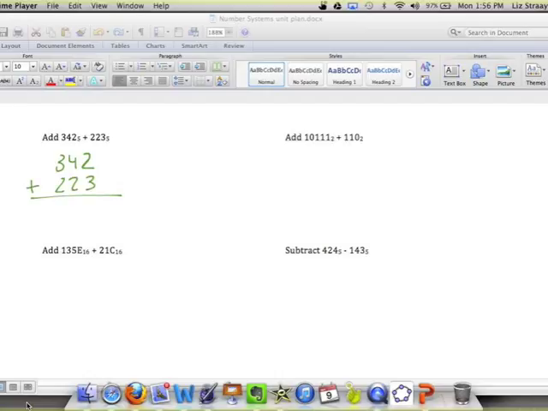So these two numbers are base 5. In base 5, the only digits that exist are 0, 1, 2, 3, 4. So if we add up some numbers and we get something that is bigger than 4, that's when we have to carry. Just like in our number system, when we add things and get something bigger than 9, that's when we have to carry. So if we're working in base 5, like the first example, if we get something bigger than 4, that's when we're going to have to carry it.